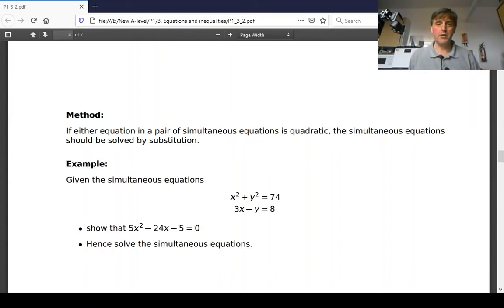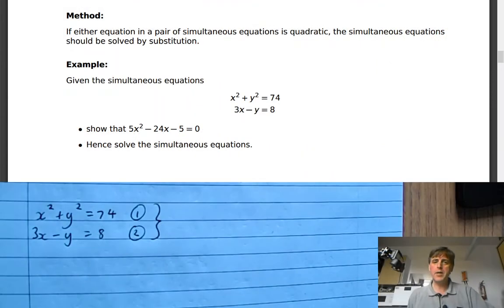Let me show you an example of the kind of thing I'm talking about here. We have simultaneous equations on the screen. You can see the first of those equations involves quadratic functions, the x squared and the y squared. We've been asked to first of all show that 5x squared minus 24x minus 5 equals 0. So in other words, we need to eliminate the y's by using a substitution method and then use that to solve the simultaneous equations. So here's how it's going to work.